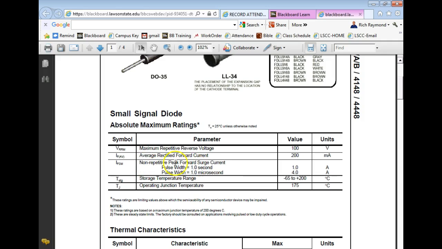Non-repetitive peak forward surge current. So this guy here could handle up to 4 amps for 1 microsecond, which is not very long.